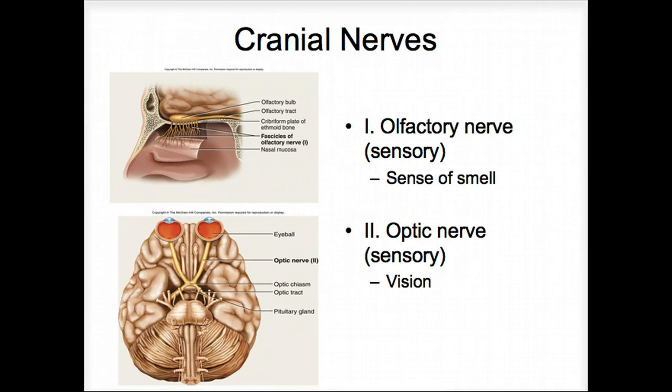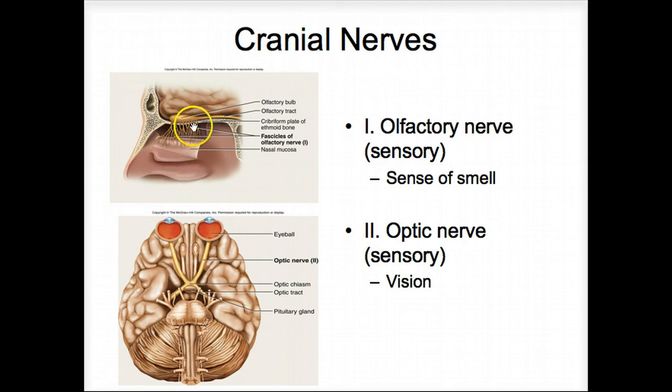All right, so what are the cranial nerves? The first one is the olfactory nerve. This is a sensory nerve, and it deals with our sense of smell. And this is a frontal section here, and I just wanted to show you the orientation. Here's the frontal bone. This is the frontal sinus. This is the nasal cavity.